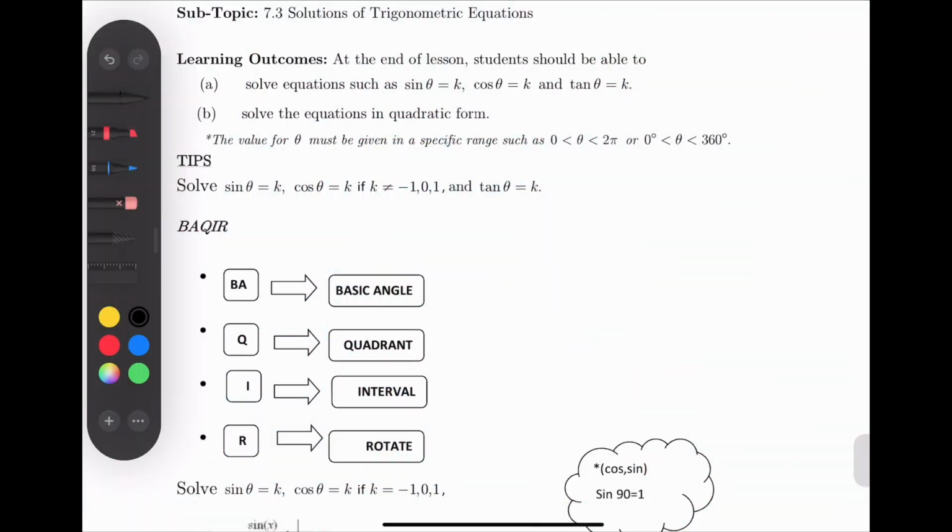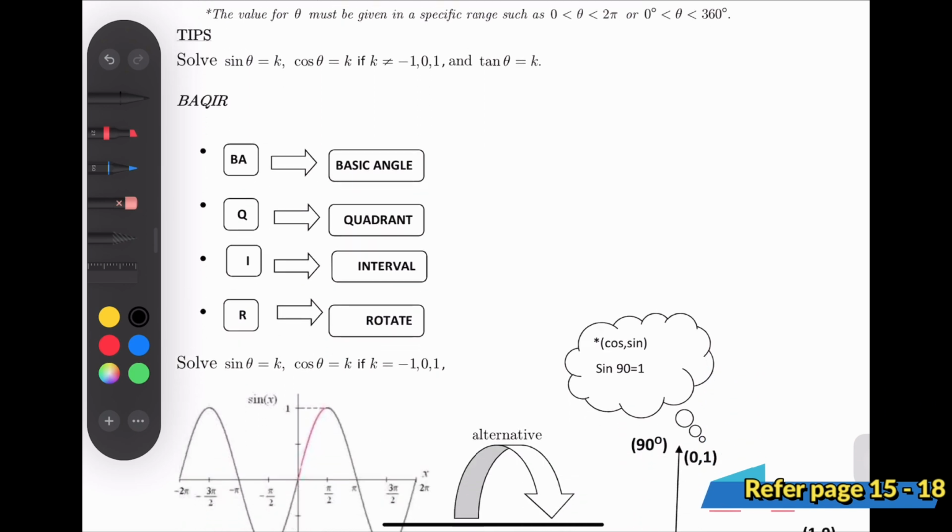Okay, now we're going to discuss how to find solutions for trigonometric equations. So we have a step here called BACK. What is BACK? B-A stands for basic angle.